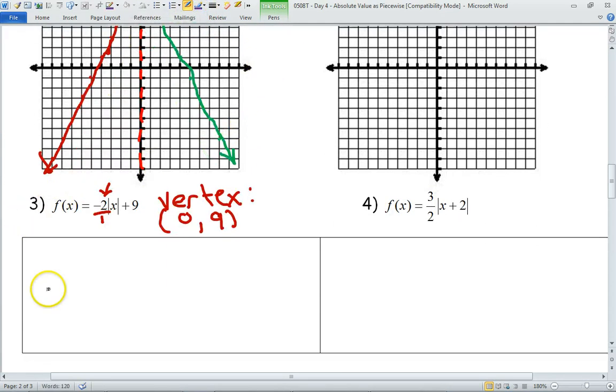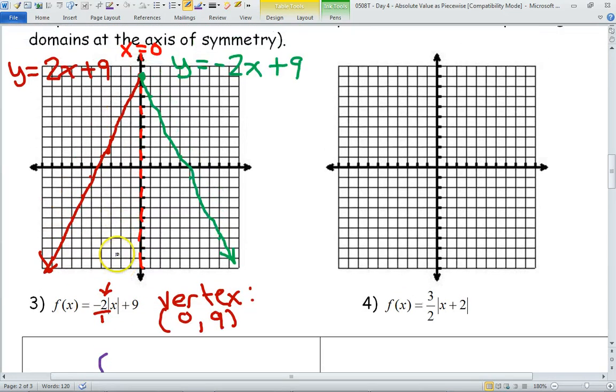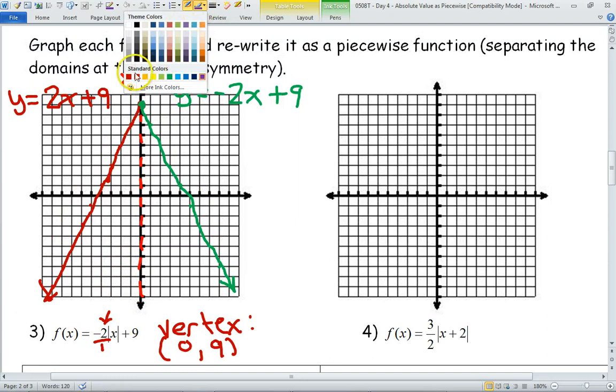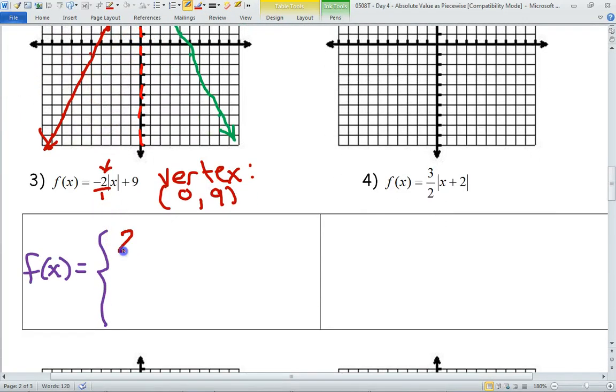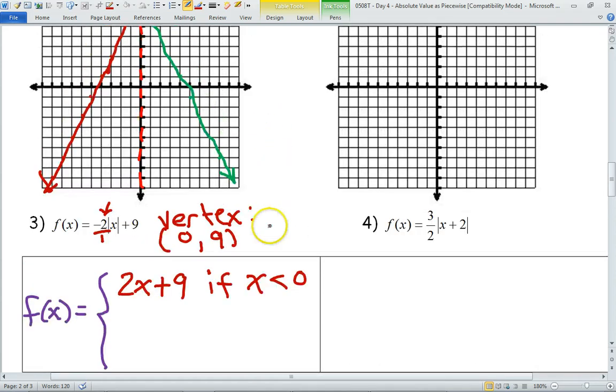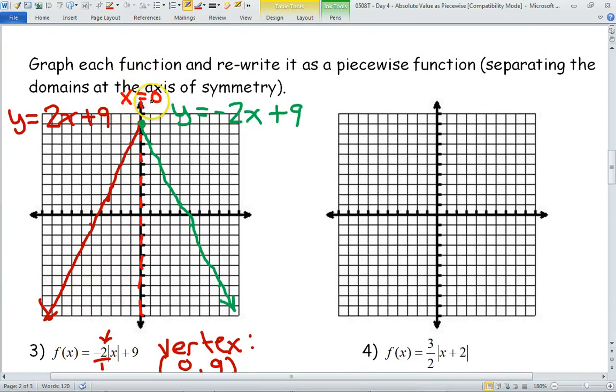Okay, let's start off with a nice neutral purple. So f of x equals squiggly bracket. Alright, I always like to do from left to right. Just follow my lead. Use my good habits. So the left line has the equation 2x plus 9. So I'm going to go ahead and put 2x plus 9 first, if x is less than 0. I'm talking about 0 because that's the breaking point. That's the axis of symmetry where everything changes. I put less than because this part is to the left of 0.